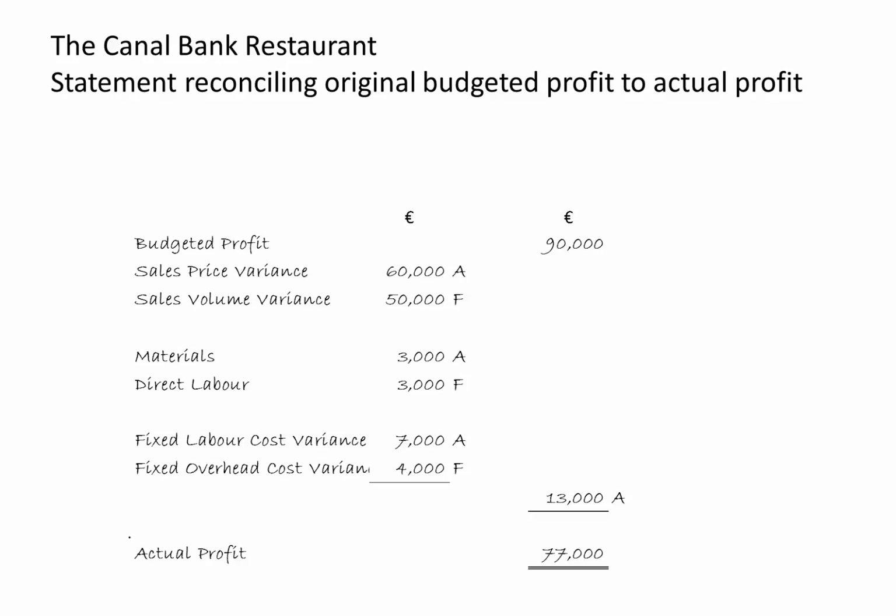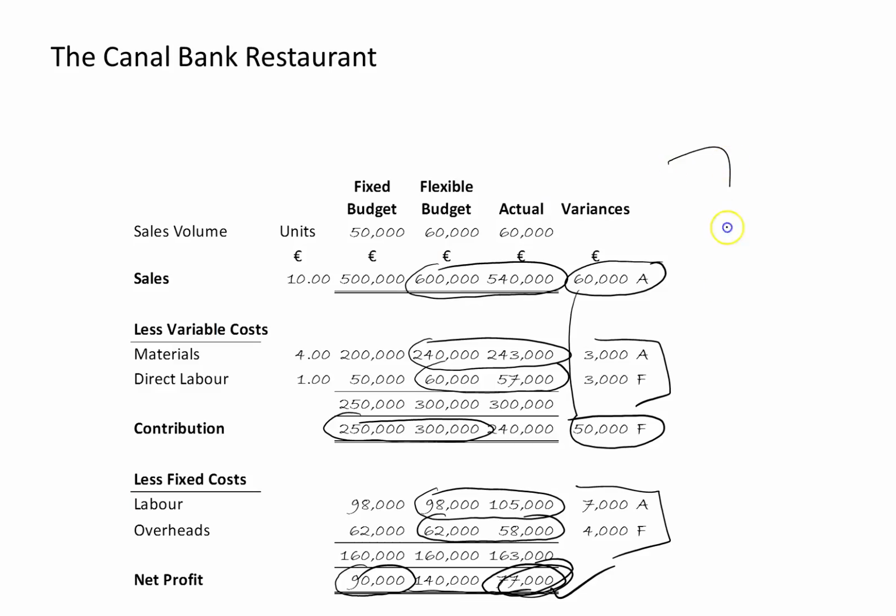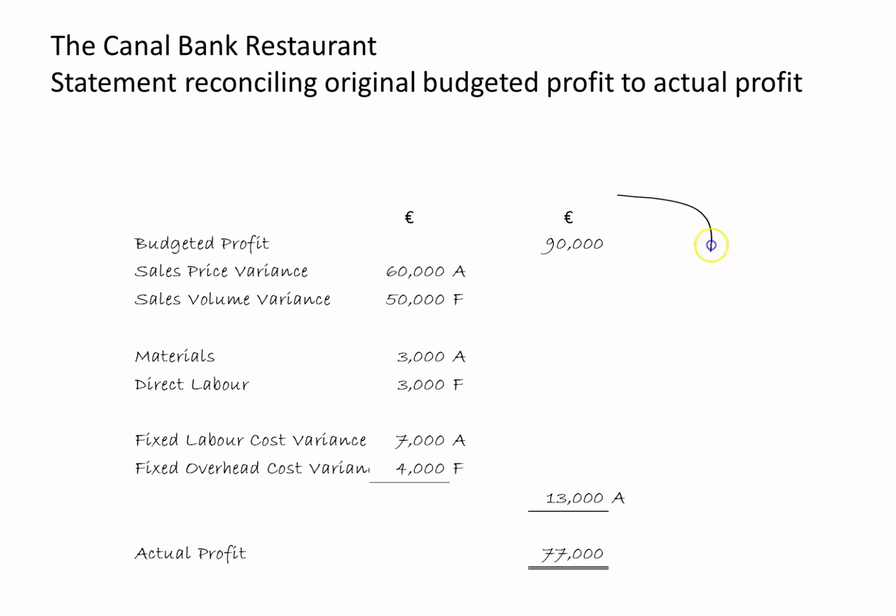Now I'll just tidy that up. There it is there. And that's it. So we've completed part A, which is drawing up the budgetary control statement. There. And then we've completed part B, doing the reconciliation. There. Okay. Thank you very much.